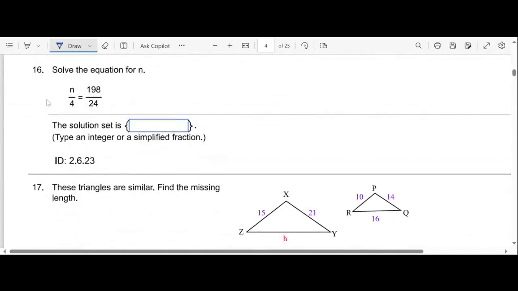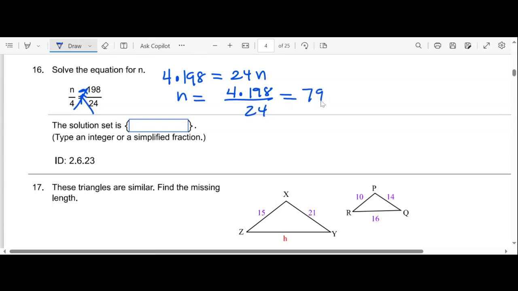Solve the equation for n. What should you do here? Cross multiplication. So 4 times 198 equal what? 24n. So how much is n? 792.